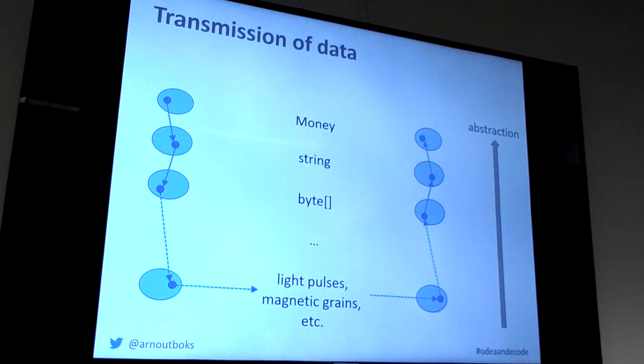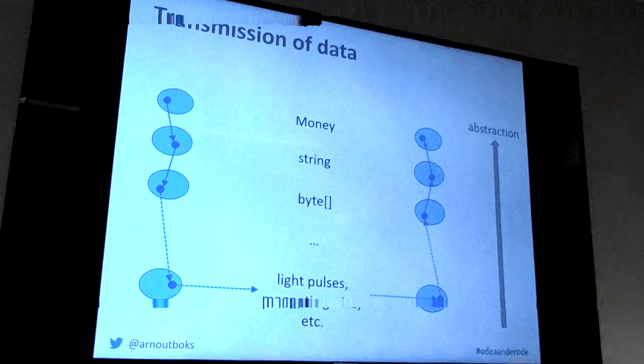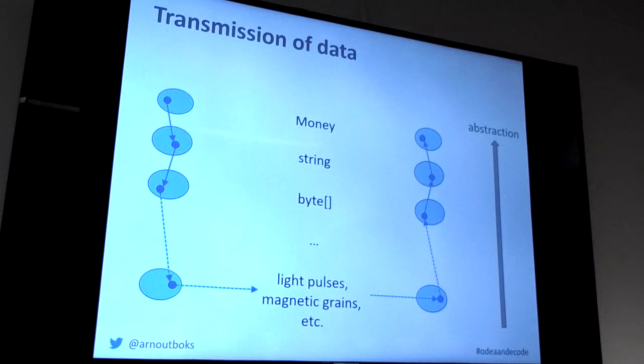abstraction, and we need to transform it all the way down, down, down, even further into bytes, and then we transform those bytes into light pulses or magnetic grains or whatever we use as a transport mechanism. And at the receiving end, or when we pull this data back from storage, we need to raise the level of abstraction back to work with this data. And we convert it, hopefully, to the same value we had before, if everything goes okay.